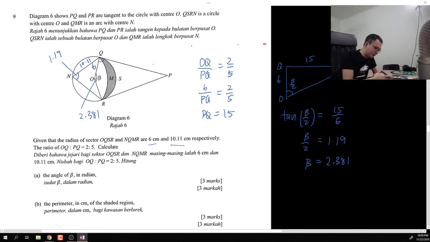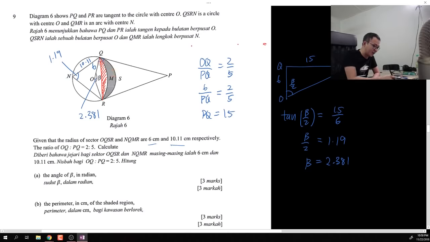Right, so what I'm doing here is I'm going to separate like this. So you can see a triangle here. And then I want to find this area of segment, which is this area. So therefore, I will find the area of segment first. And then I will use this sector, which is the OQSR, I will minus a triangle minus the area of segment. Then I get the shaded region.